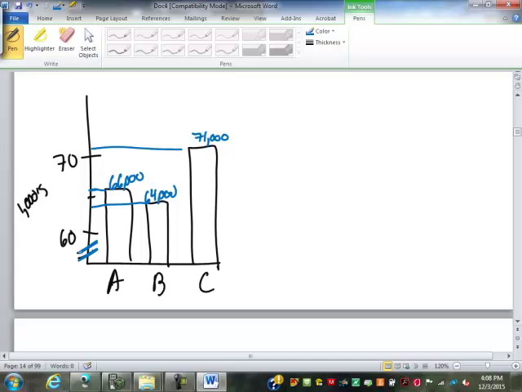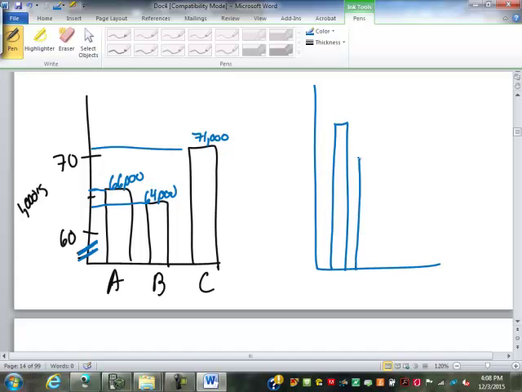This little symbol right here. We went from 0, we jumped up to 60 instead of numbering from 0 all the way up. If we had numbered from 0 all the way up, this bar graph would look something like that.